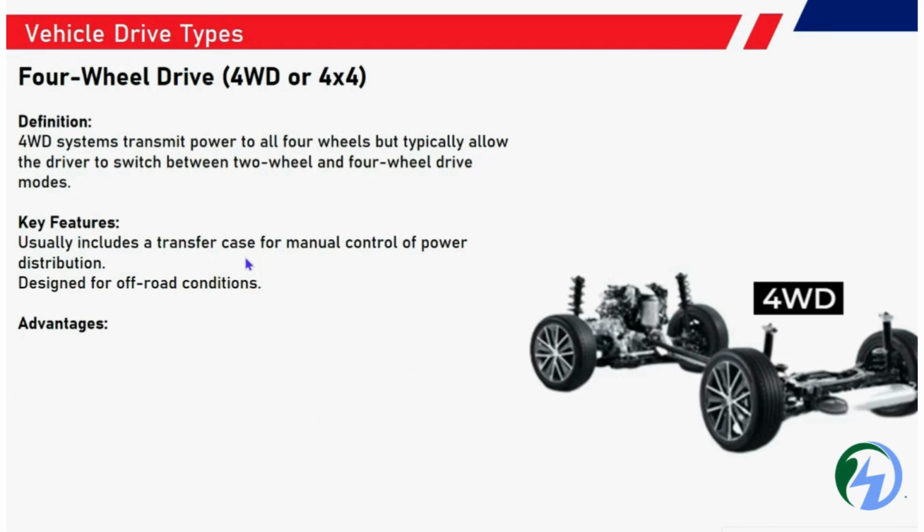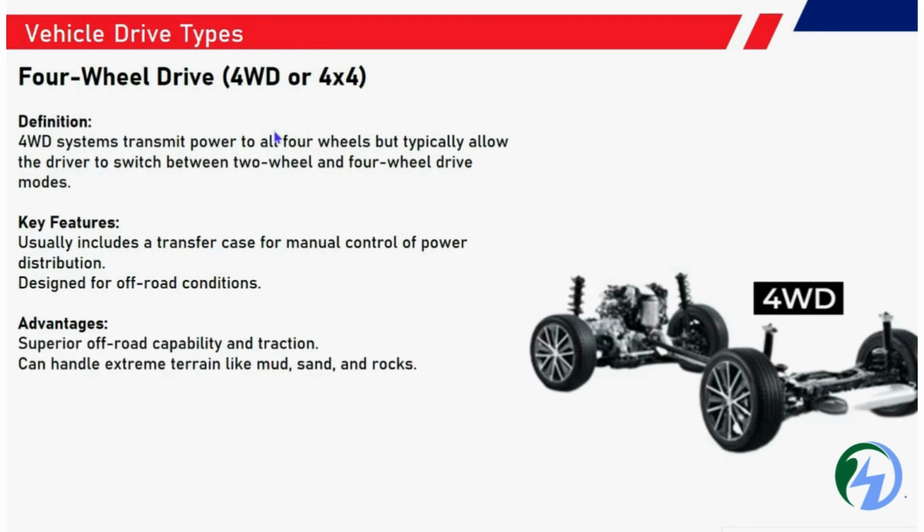So the 4WD is specifically designed for off-road conditions. The Jeeps, the Wranglers, or some of the Mahindras, like the Thar, will be a part of 4WD. It means the power will be distributed, and it is specifically designed for off-road conditions. It is superior for off-road capability and traction, and it can be handled extremely well when driving on mud, sand or rocky terrain.